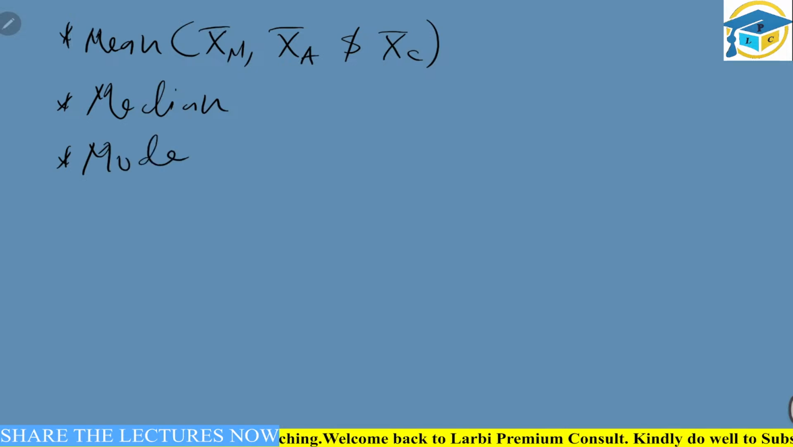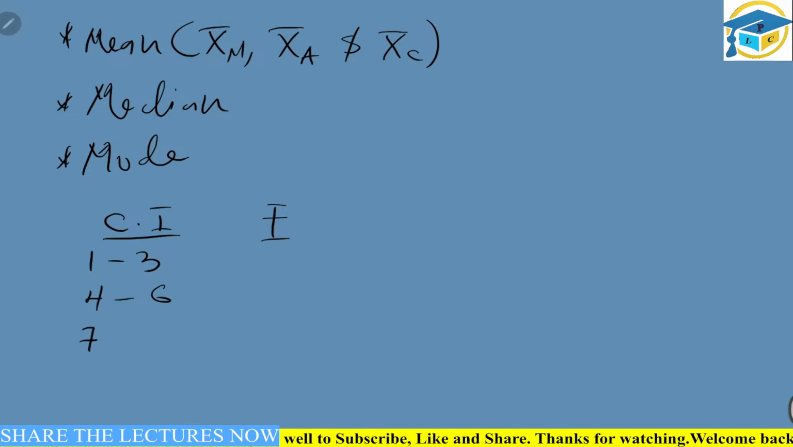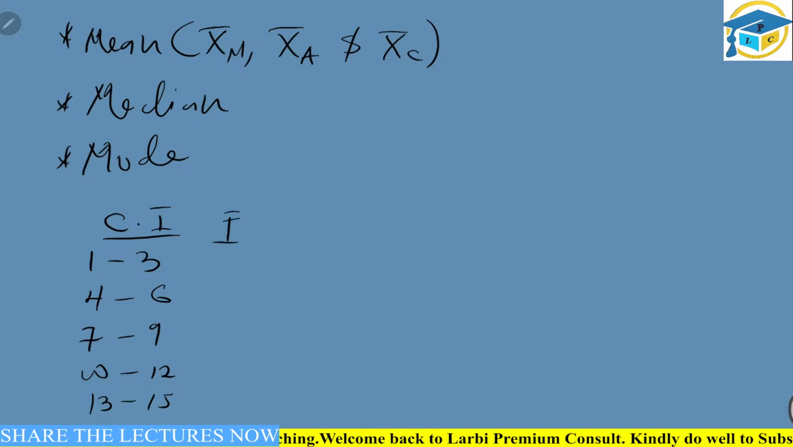So this is the data that we are asked to use. We have the class interval, and I use CI to represent class interval, and we have the frequency F. So we have 1 to 3, 4 to 6, 7 to 9, 10 to 12, and 13 to 15. Let me come back with the frequency. The frequencies are 7, 10, 6, 9, and 5.